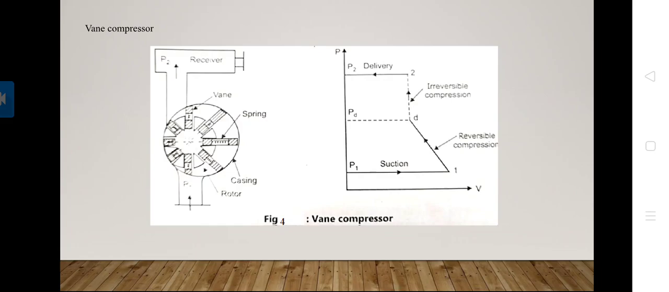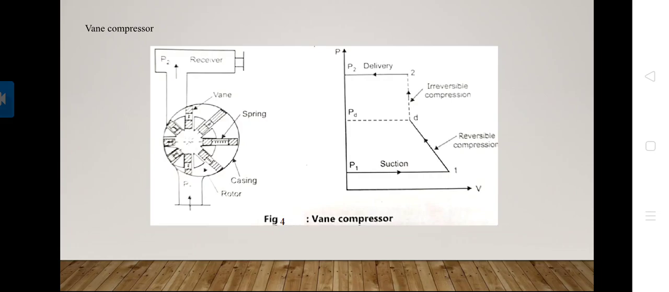Here in the PV diagram also we can see from 1 to D, the air is compressed reversibly, and the compression takes place due to the decrease in volume provided for the trapped air. Here we can see from 1 to D there is a decrease in volume because of trapped air, and then air is compressed irreversibly from the pressure PD to deliver pressure P2. We can see this here in the PV diagram.